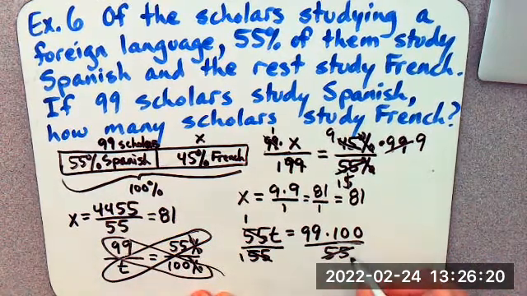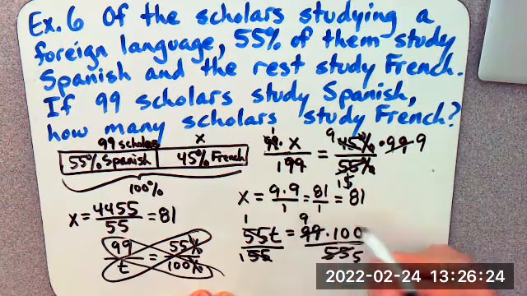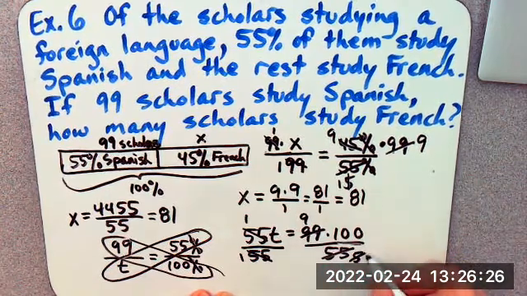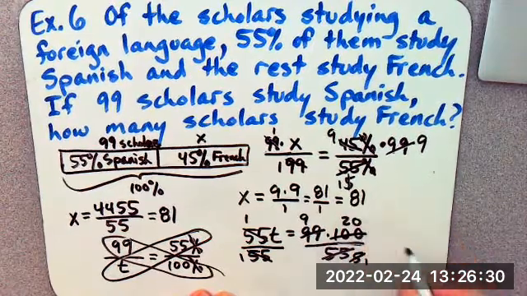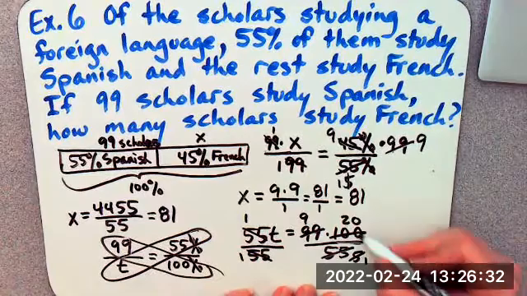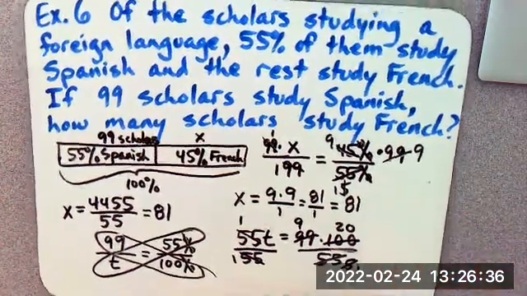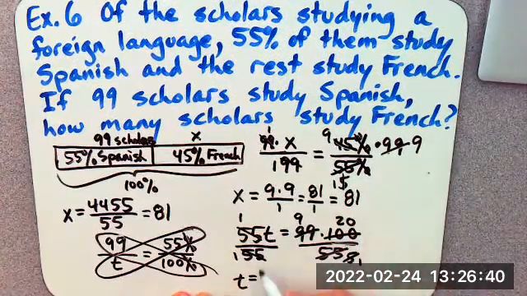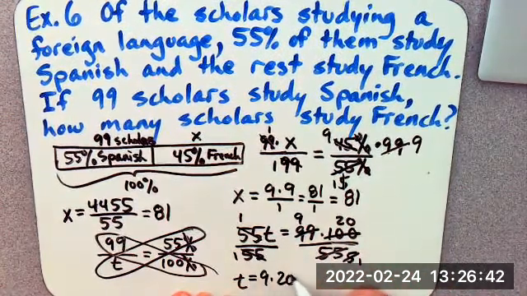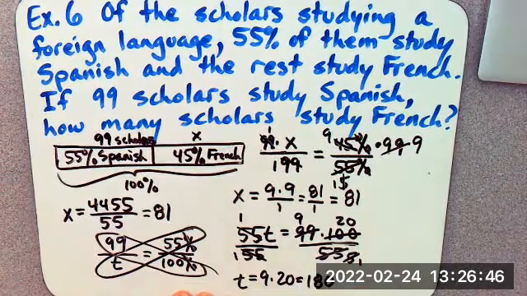Okay, so I'm going to reduce that, take an 11 out of that, that's 5, that's 9. Then I have 5 here to take out and 20 to take out here, because 20 times 5 is 100. So now T, the total scholars, is 9 times 20, and that equals 180. Okay, so total scholars is 180.